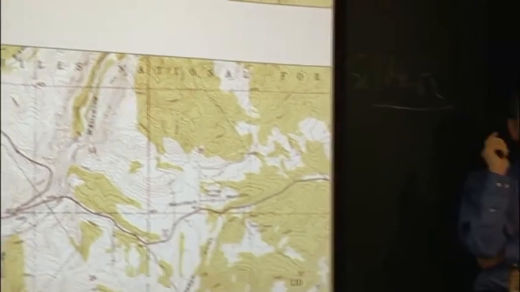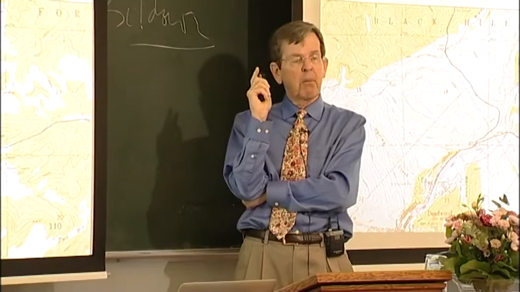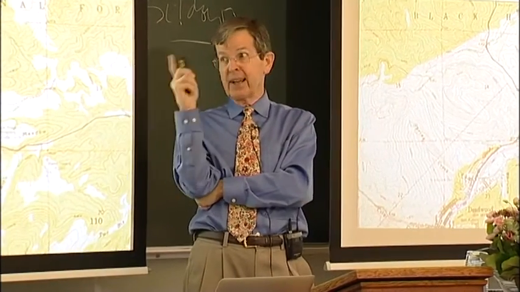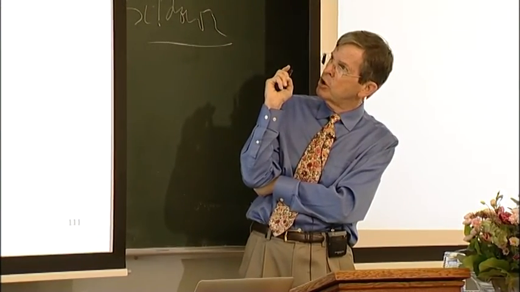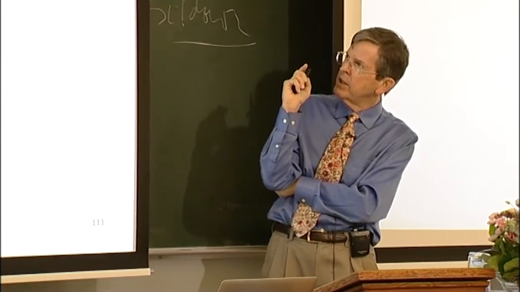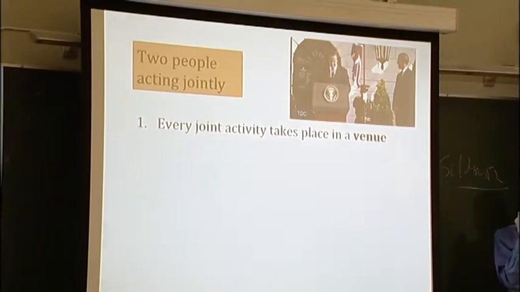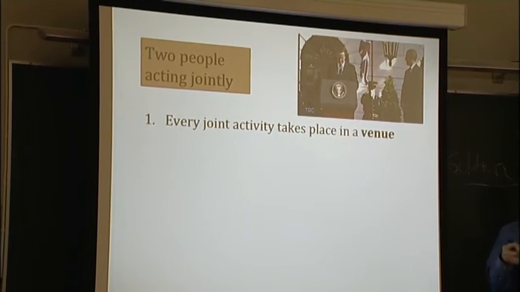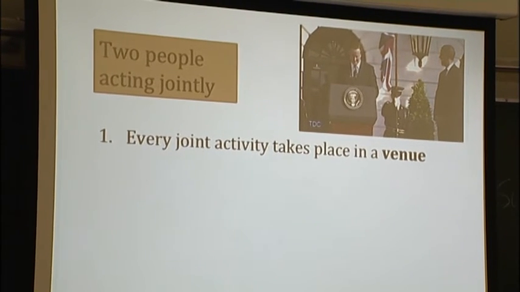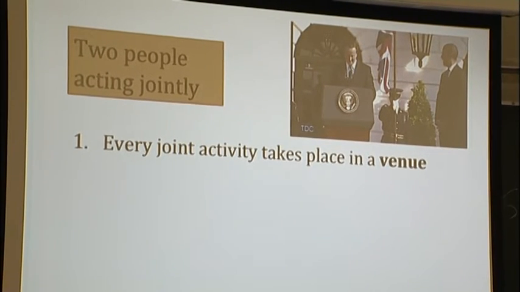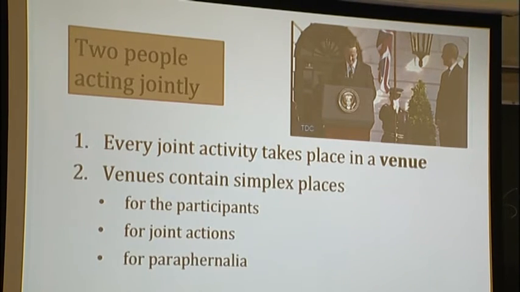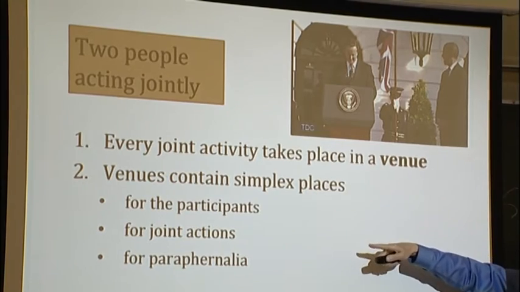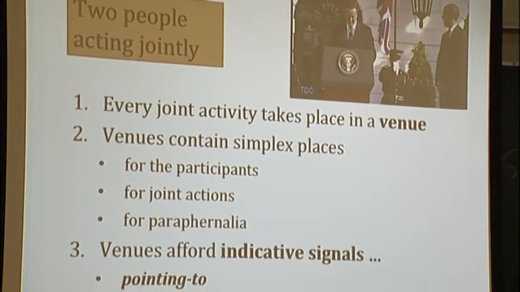Summary. So two people acting jointly. Every joint activity takes place in some venue or another because basically, to do a joint activity defines a venue. And in some cases, the venue is already there, as in tennis. But it doesn't tell you the time of start and the time of end, but it is a restrictive kind of spatial place. And venues contain these simplex places for the participants, joint actions, and for paraphernalia of various sorts.